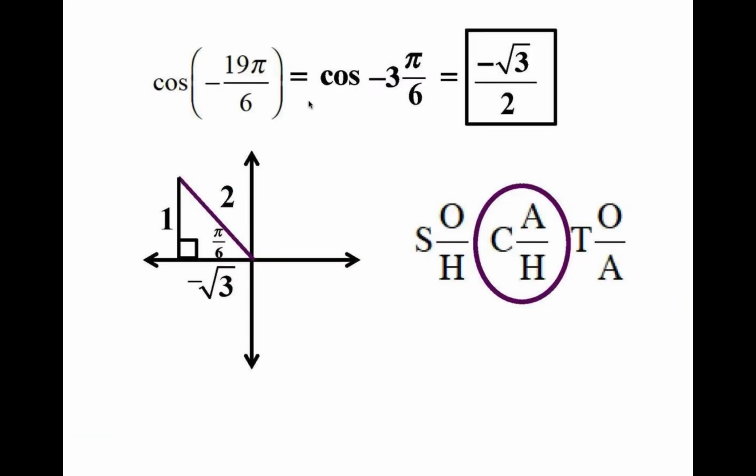Okay, so this would be as a mixed number, -3 and 1/6 pi. So if you go half a pi, it's in the negative direction, so half a pi down here, 1, 1.5, 2, 2.5, 3, 3.5. So notice it's between 3 and 3.5. This is what your picture should look like. Cosine is CAH, adjacent over hypotenuse.